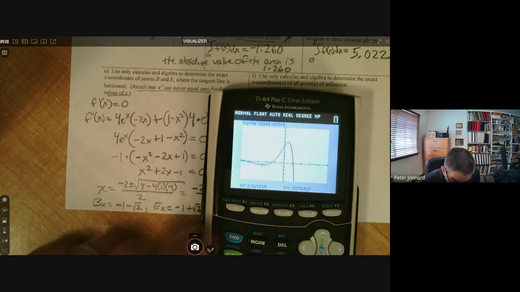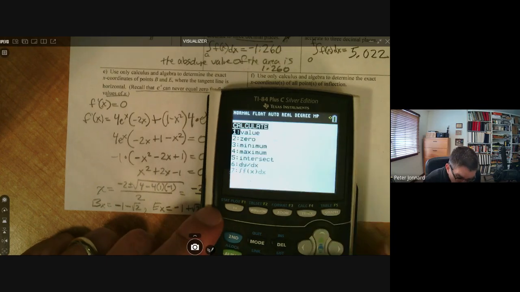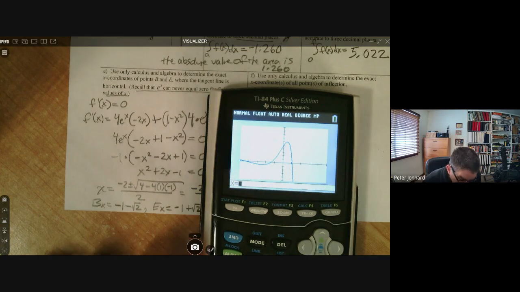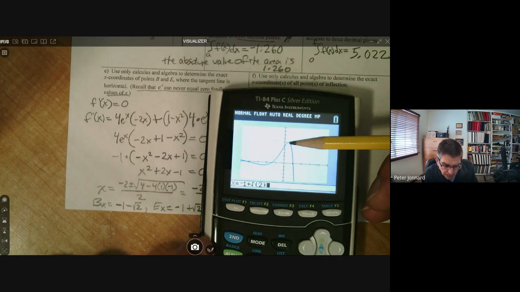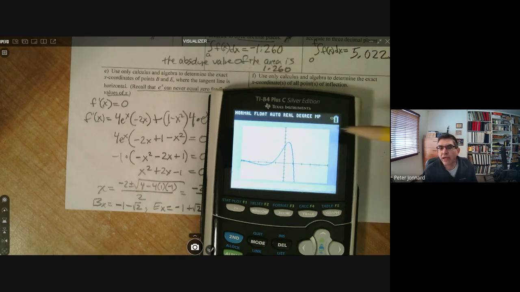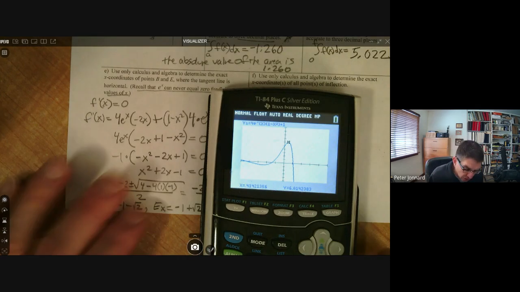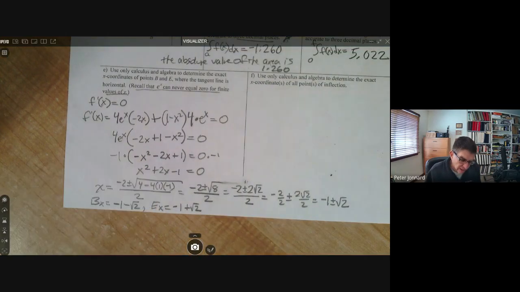Okay. And then I'm going to calculate the value at negative 1 plus the square root of 2 and see if that comes out close to this maximum point right there. Okay. And so there it is. I have to admit, that does look pretty darn close. So I do believe that I got that to work out quite well.